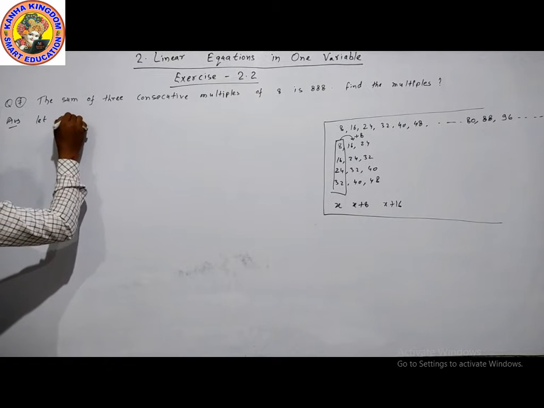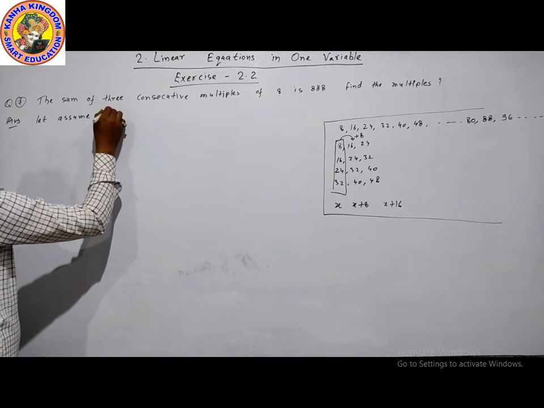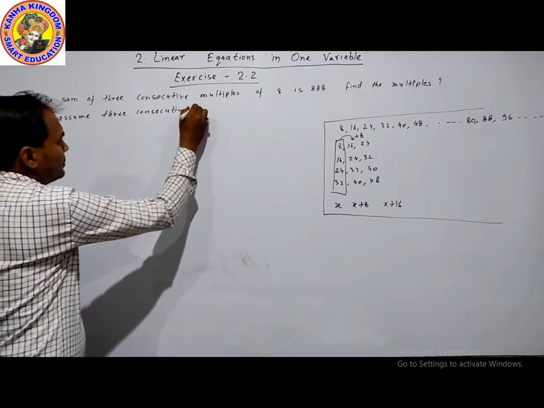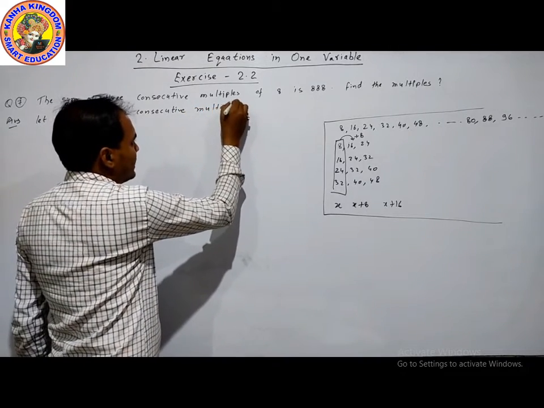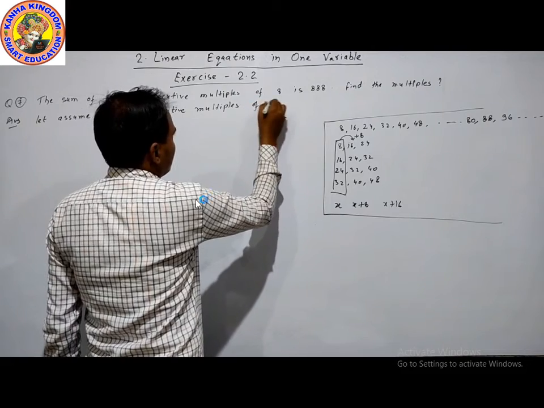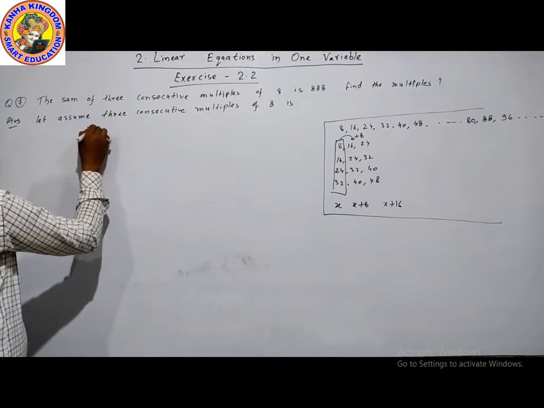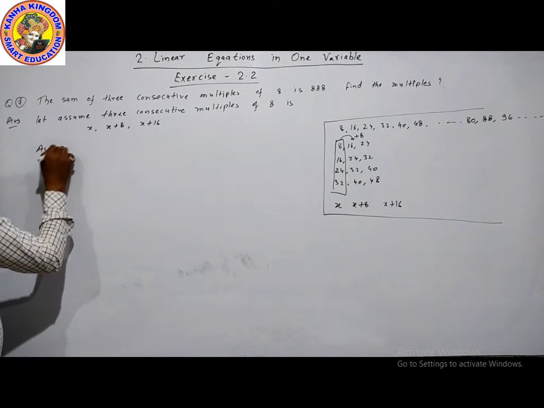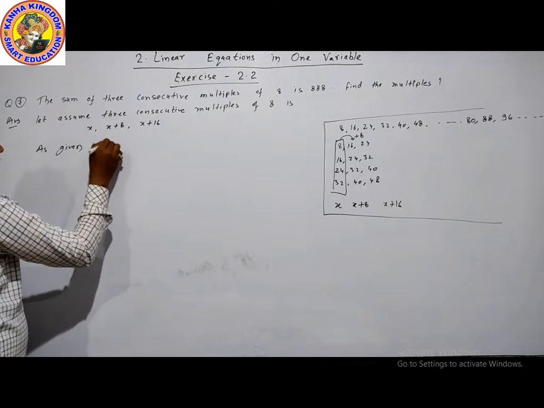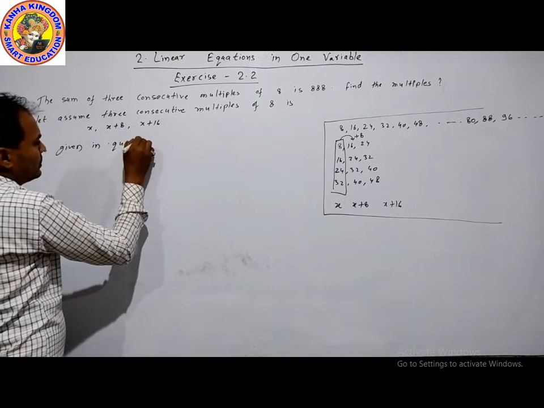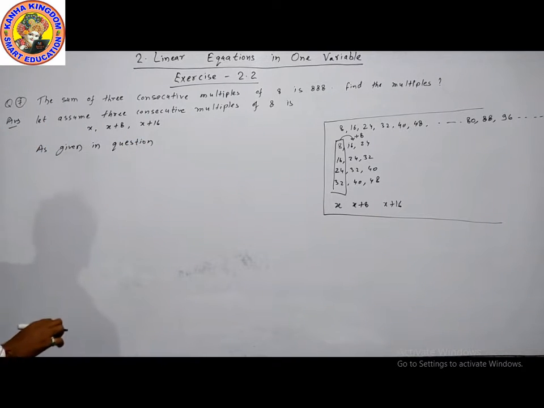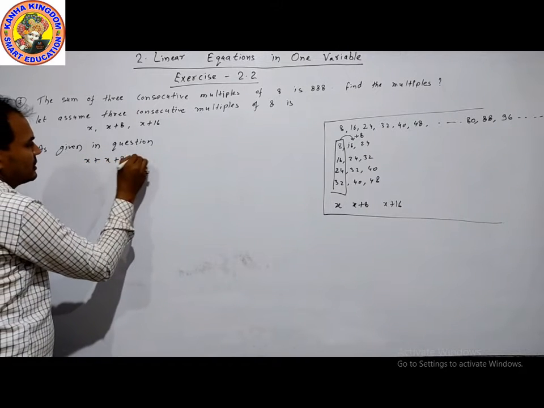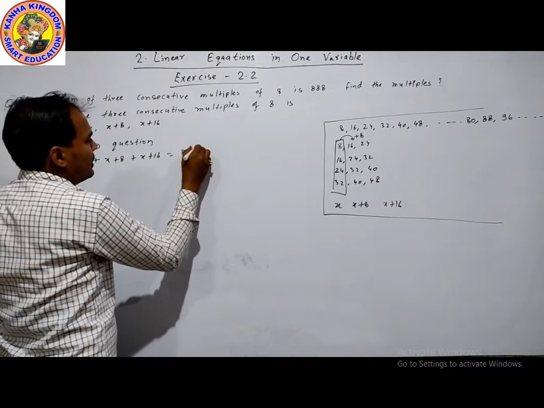Let us assume 3 consecutive multiples of 8 are x, x plus 8, x plus 16, as given in the question. The sum of 3 numbers is given. The sum of these numbers is 888.